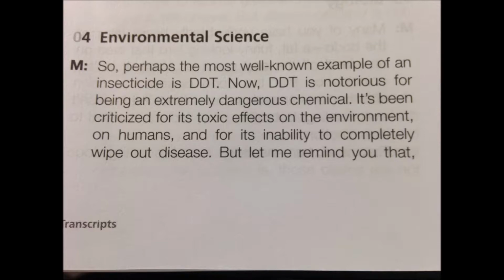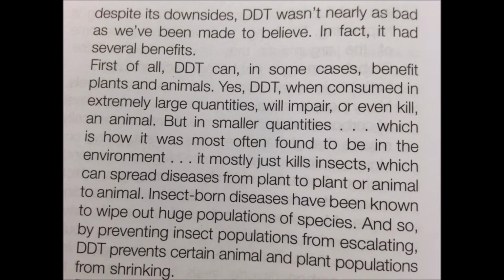So perhaps the most well-known example of an insecticide is DDT. Now, DDT is notorious for being an extremely dangerous chemical. It's been criticized for its toxic effects on the environment, on humans, and for its inability to completely wipe out disease. But let me remind you that, despite its downsides, DDT wasn't nearly as bad as we've been made to believe. In fact, it had several benefits.